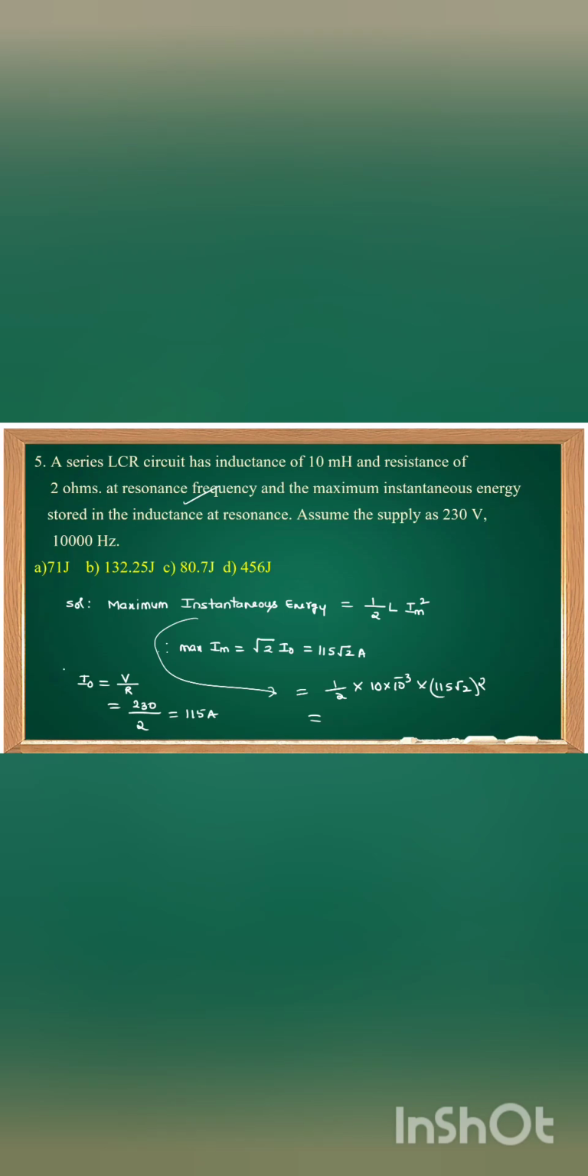This I naught is the RMS value, but it is asking for maximum energy. That's why you take the maximum current, root 2 I naught. The maximum value is root 2 times the RMS value. Then you substitute here, friends. How much do you get? Respond. What is your answer? Half L into Im square. Answer.